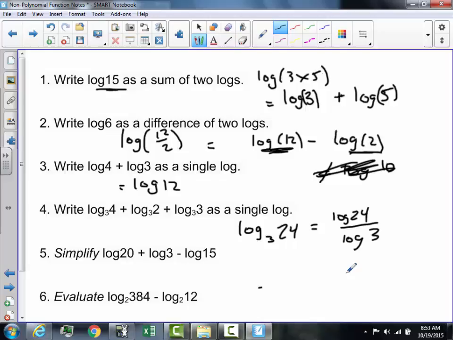So we just need to go far enough. I'm going to press this button here for L. Down to the L's. Okay, you don't have one yet. So you got to go log 24, and you have to divide by log 3. That's how you do it. Okay.